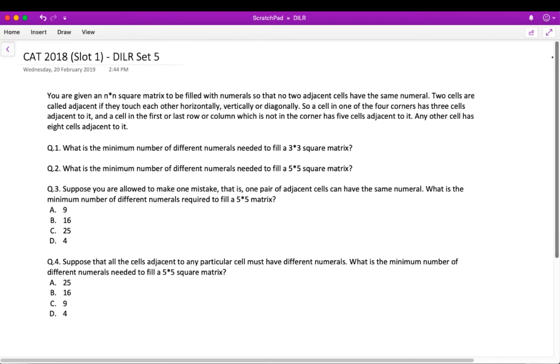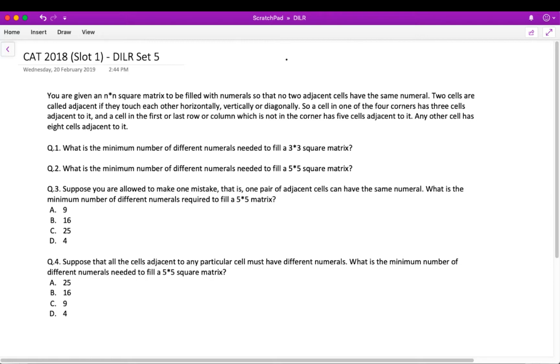Right, so let's look at the fifth set from slot 1, CAT 2018, the DILR section. In this question, you are given an n cross n square matrix and you have to fill it with numbers such that no two adjacent cells have the same number. They have also given the definition of adjacent to make it very clear: if cells touch each other horizontally, vertically or diagonally, they are adjacent.